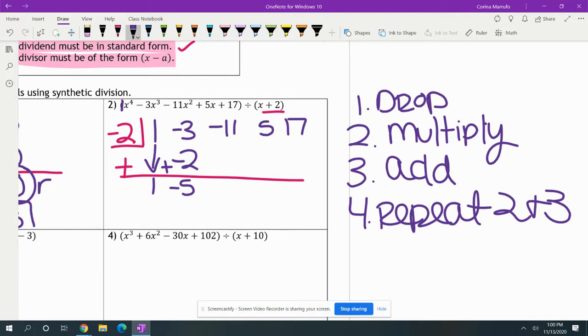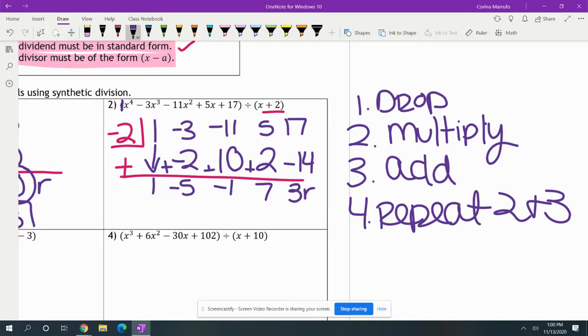Okay, so we repeat 2 and 3. So we multiply again. Negative 2 times negative 5 is a positive 10. Negative 11 plus 10 is negative 1. Then we multiply. Negative 2 times negative 1 is a positive 2. And then we add. 5 plus 2 gives us 7. Then we multiply again. Negative 2 times 7 is negative 14. And we add 17 plus negative 14 is a positive 3. And remember, this is a remainder.